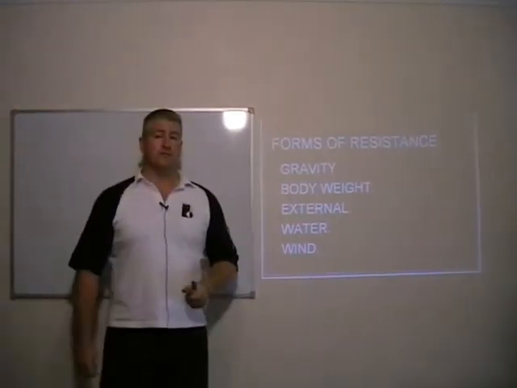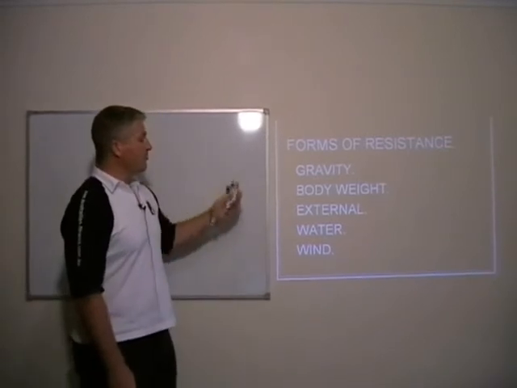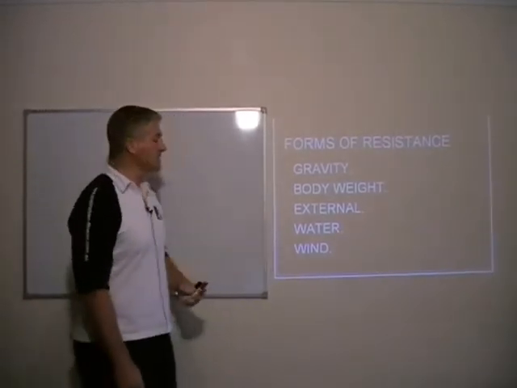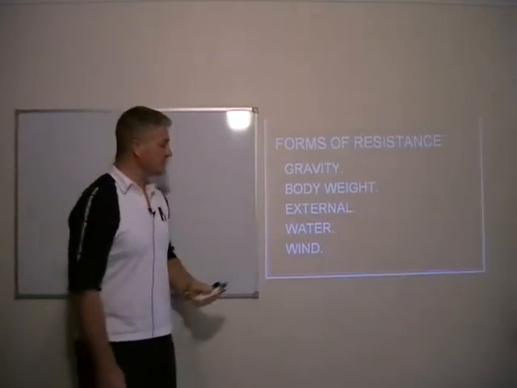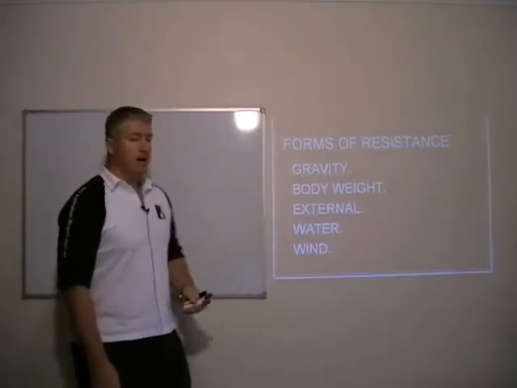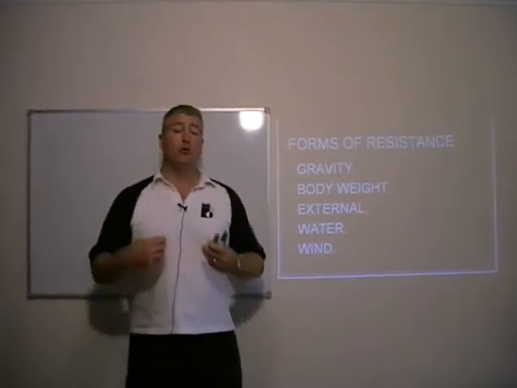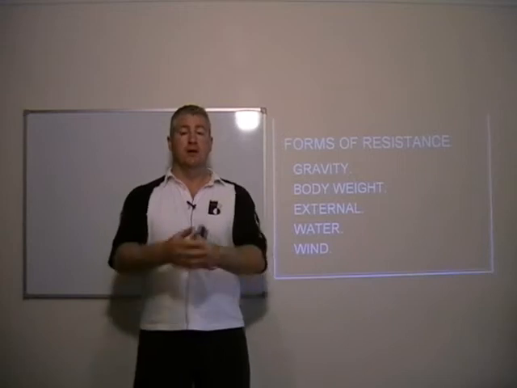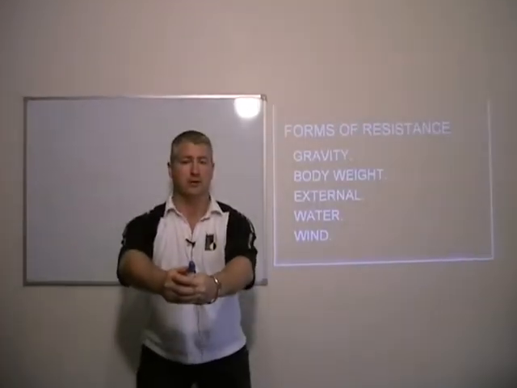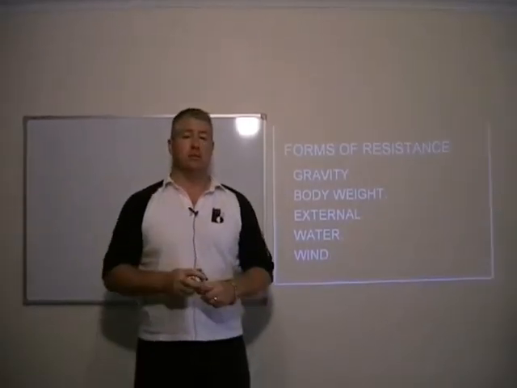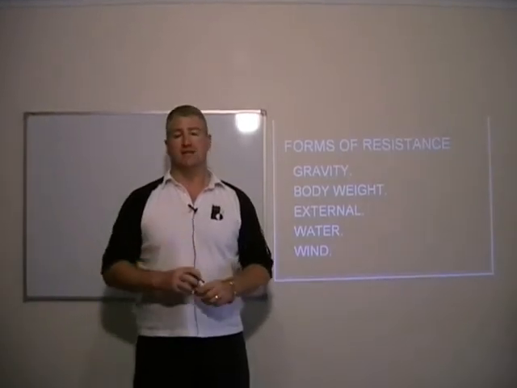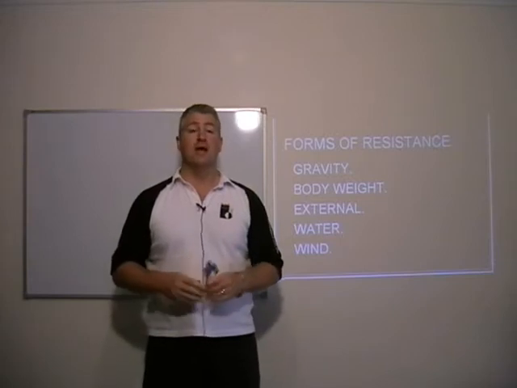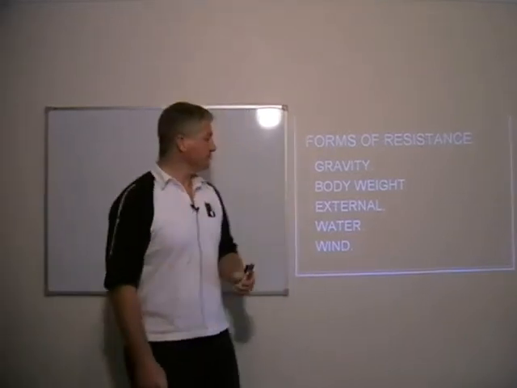Okay, the different forms of resistance that we have up here: gravity, body weight, external, as in externally added resistance, and environmental forms of resistance such as water and wind. Let's take the example of a little quarter squat, looking at gravity as a form of resistance. If I do a little quarter squat like so, as I'm coming back upwards in the movement, I am working directly against gravity, and gravity acts directly downwards on top of me as a form of resistance.